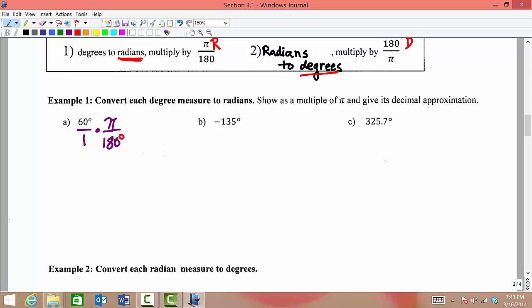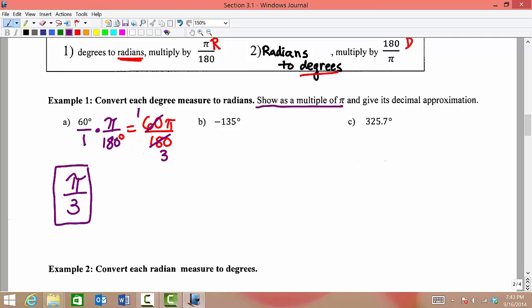So let's multiply across. When I multiply across, I get 60 pi divided by 180, and we can reduce our fractions. So 60 goes into 60 once, 60 goes into 180 3 times. So that would be pi divided by 3. This is what we would call a multiple of pi. So 60 degrees is equivalent to pi divided by 3. And this is our radian measure.